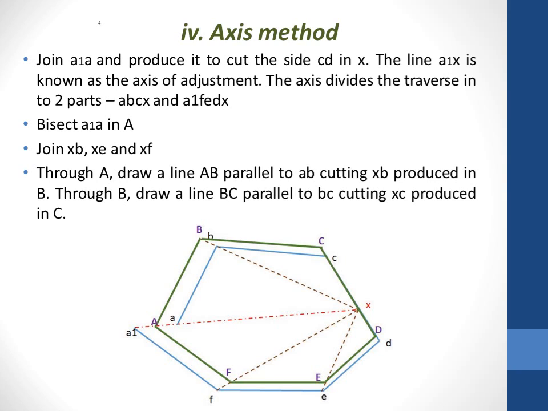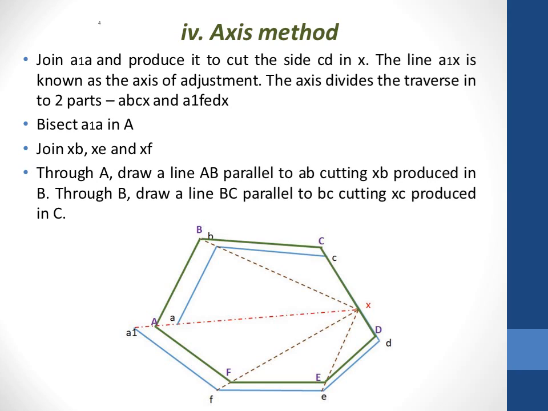Now you have to join X to B. You have different sides. So you are going to join XB and you are prolonging the line, and you will join XF and XE and you will be prolonging them. Okay, you have joined XB, XE and XF.